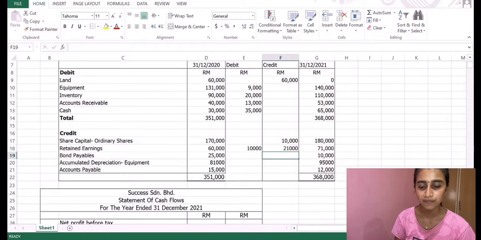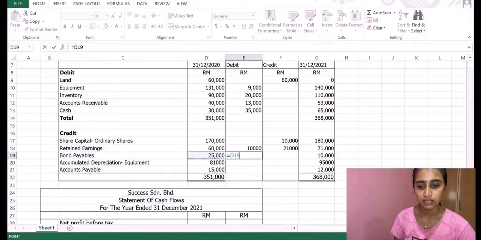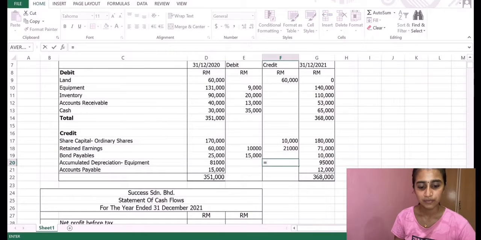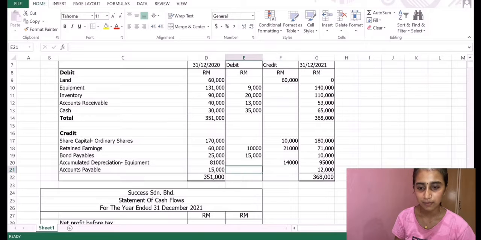Then bond payable. As we know, bonds payable increase on the credit side, but over here the value of 25,000 at the year 2020 is bigger than 2021, so we must record it on the debit side. Then accumulated depreciation on the credit side. Then for accounts payable, it has decreased from last year, so we must record it on the debit side.